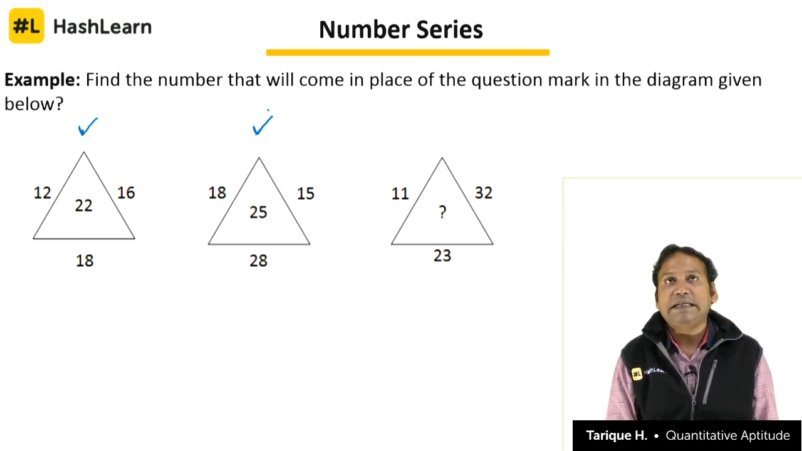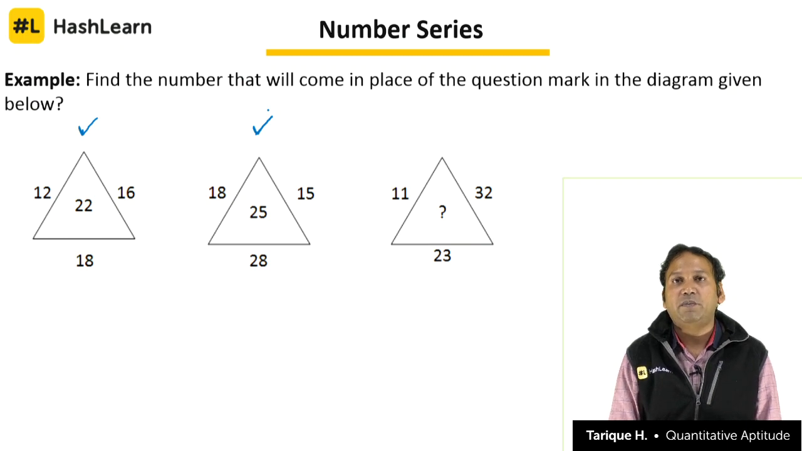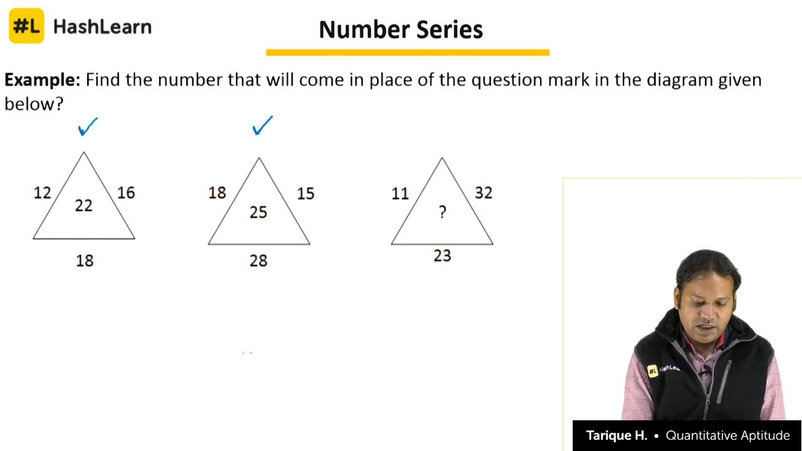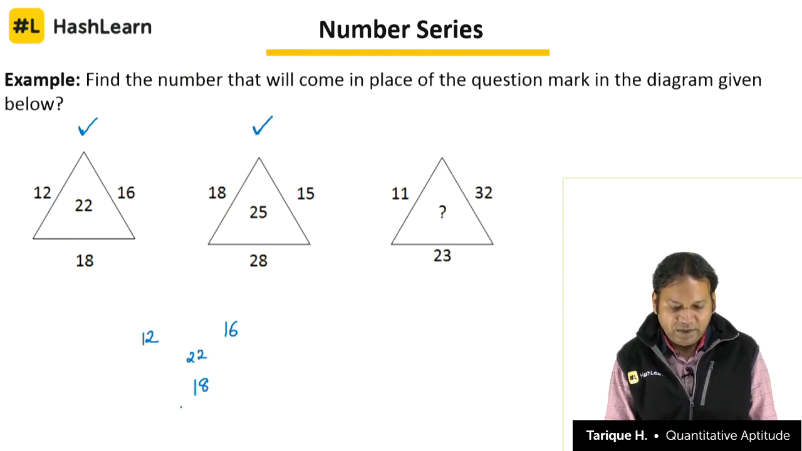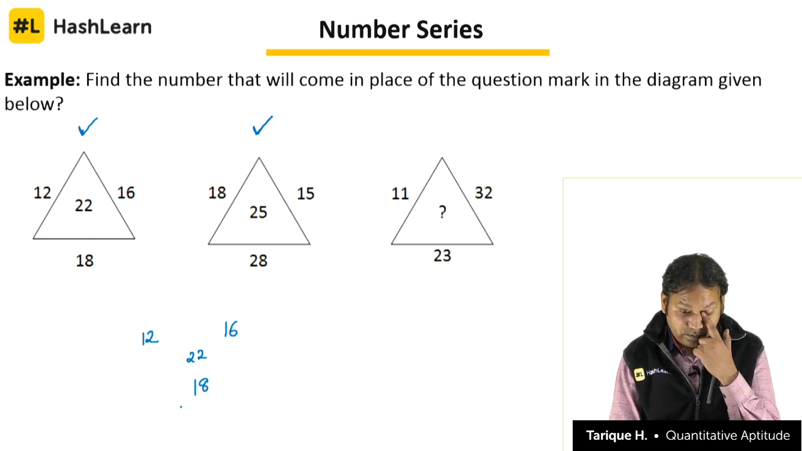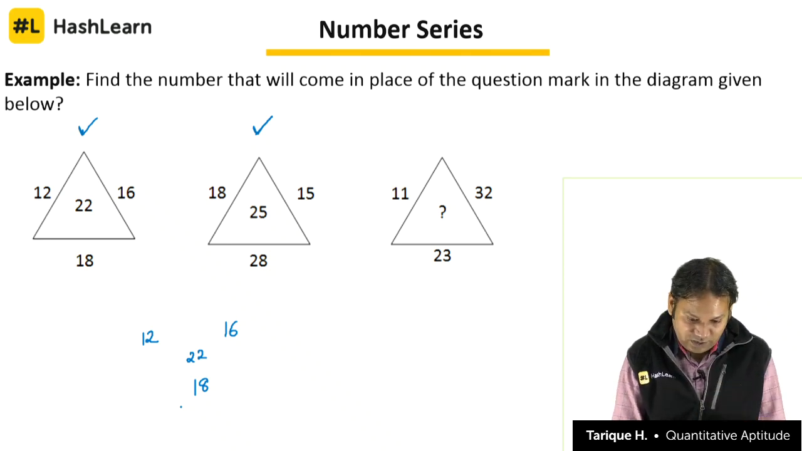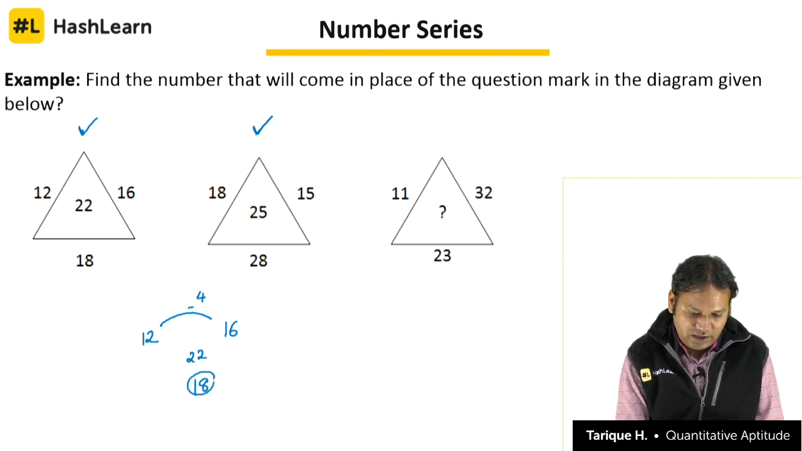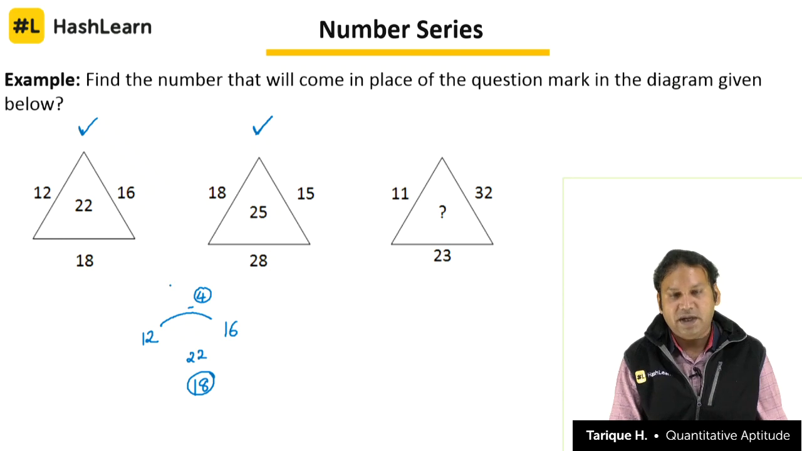Just look at the first and second triangle and try to figure out what could be the logic used in creating this question. How these numbers 12, 18, 16 and 22. So basically we have to look at these numbers 12, 16, 18 and 22. What should we do with these numbers to get 22? See, 18 plus 4 is 22, right? 12 and 16 difference is 4, and 18 plus 4 is 22, so that looks like a good logic here.